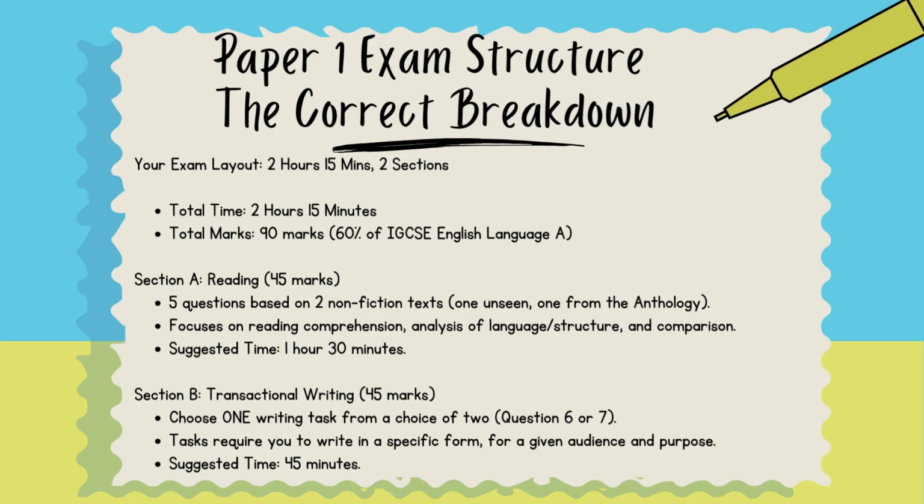Then we move to section B, the transactional writing component. This is the section we are primarily focusing on in this series. Now, in section B, you will choose only one writing task from a choice of 2, usually labeled as question 6 and 7. These tasks will require you to write in a specific transactional form for a given audience and a purpose. You will be advised to allocate about 45 minutes for this section. So, just to be clear, paper 1 is not just writing, it's a split paper with a significant reading component and the transactional writing component.